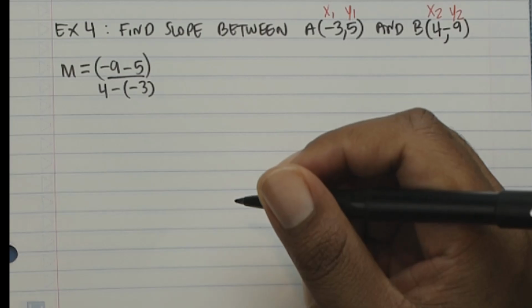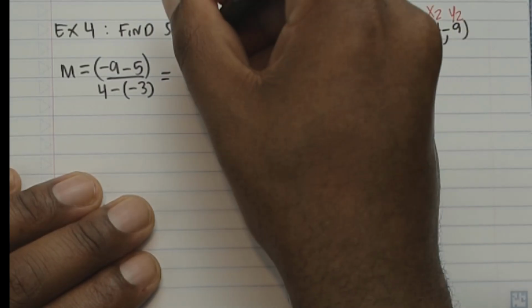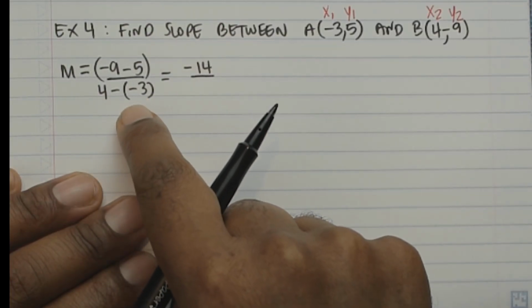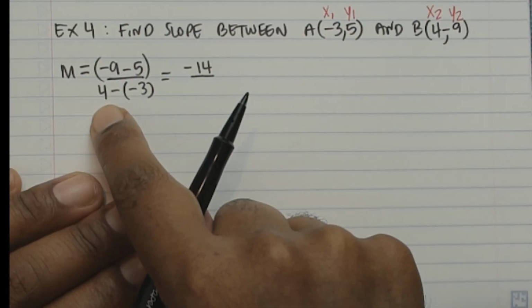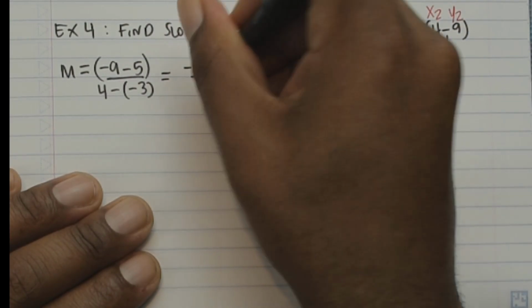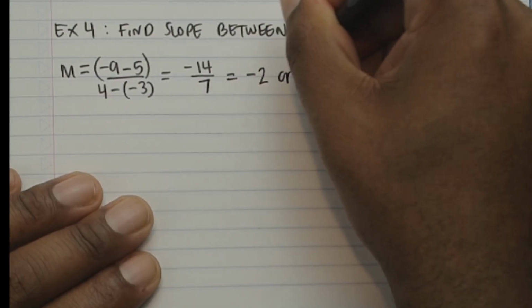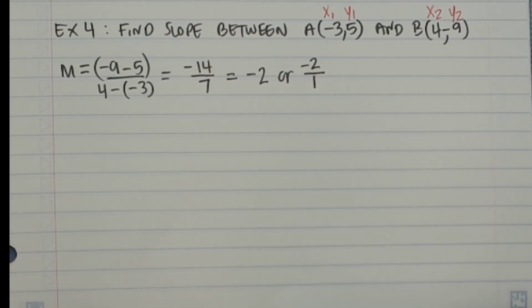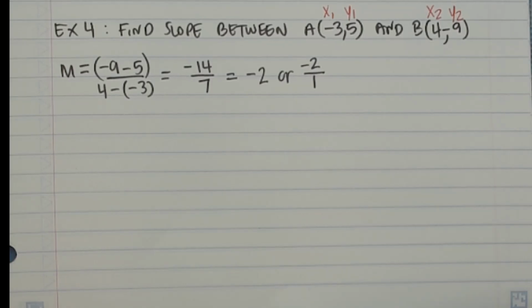Okay? So in computing this, we have negative 9 minus 5, which is going to give us negative 14. Then we have 4, and anytime you see two minus signs, you need to know that it becomes addition. So 4 plus 3 is going to give me 7. m is therefore negative 2, or negative 2 over 1. So notice the denominator is 4 minus a minus 3, and that's a positive 7. This is another reason parentheses are important when negative coordinates are involved.